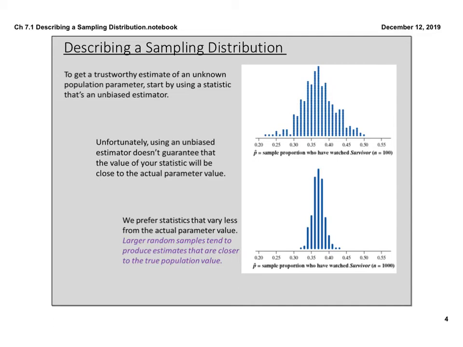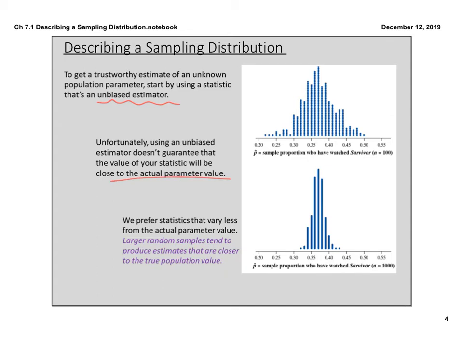So when we can't get the true population, we need to use an unbiased estimator. We need to be careful that that is what we are selecting. But it also says, unfortunately, using an unbiased estimator doesn't guarantee that the value of your statistic will be close to the actual parameter value.